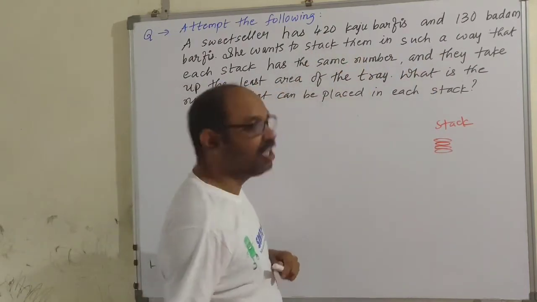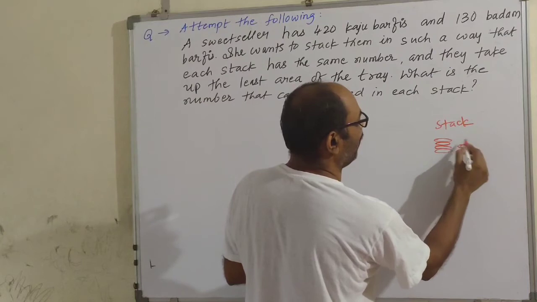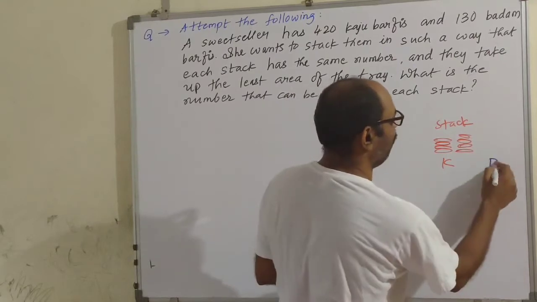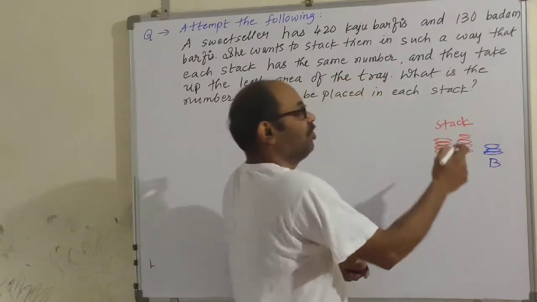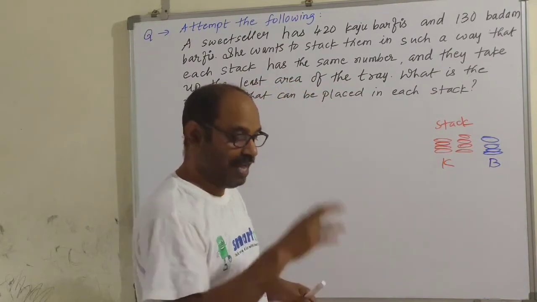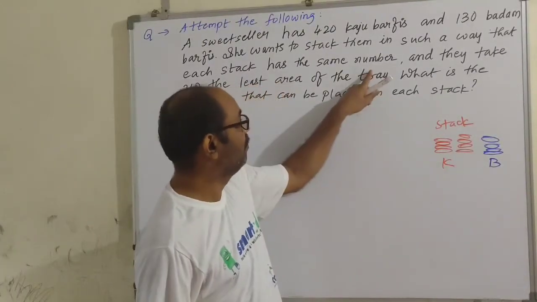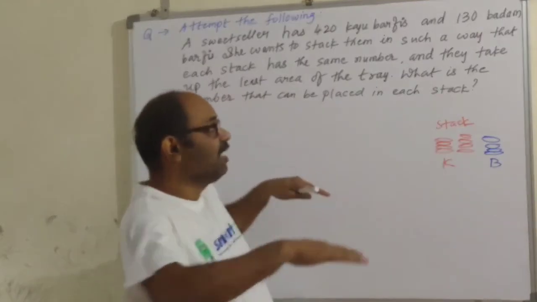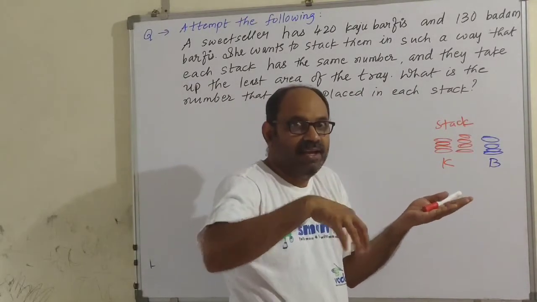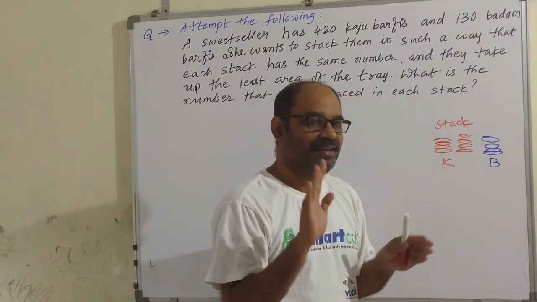She stacks them in such a way that each stack has the same number. In each stack, the number of burfis should be the same, Kaju burfis as well as Badam burfis. She has to stack so that the number of burfis in each stack remains the same, and they take up the least area of the tray. These stacks are kept in a tray. The area of the tray that is occupied should be minimum. It should be least. Be careful.